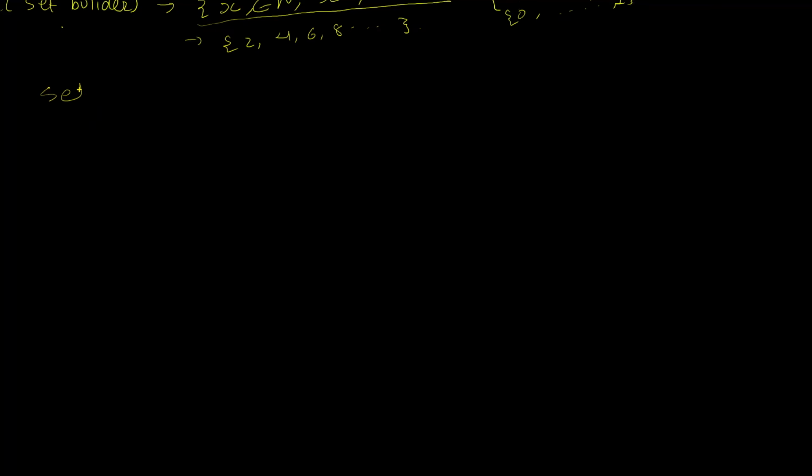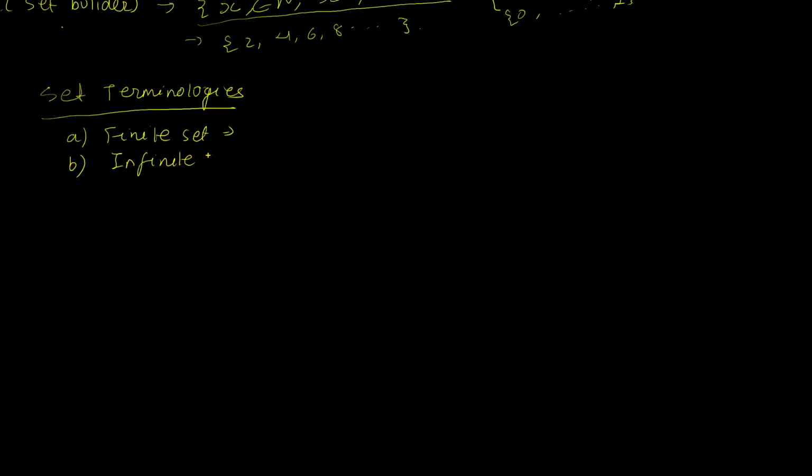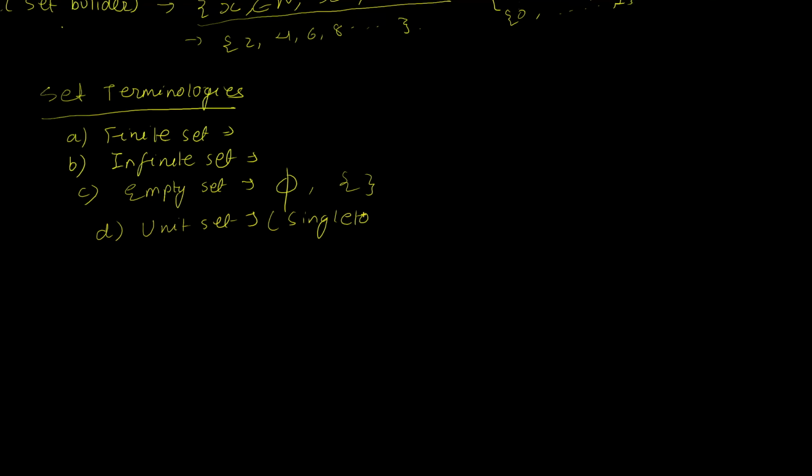Now let's look at set terminologies. These are different terms that we use to describe different types of sets, so that communication is easier. So we have a finite set. A finite set is a set that has a fixed number of elements. An infinite set is a set that has an uncountable or infinite number of elements. An empty set is represented by a phi, and this is a set containing no elements at all. We have our unit set, a set that contains exactly one element. And this is also called a singleton set.